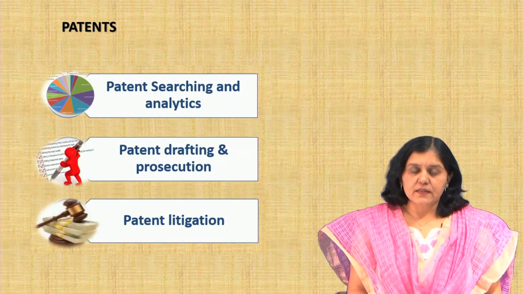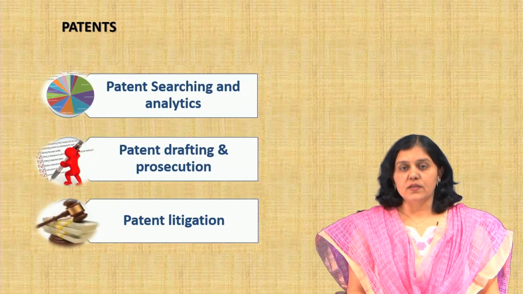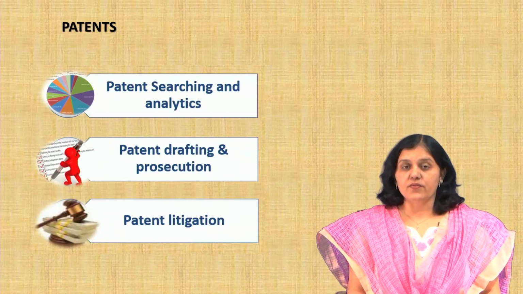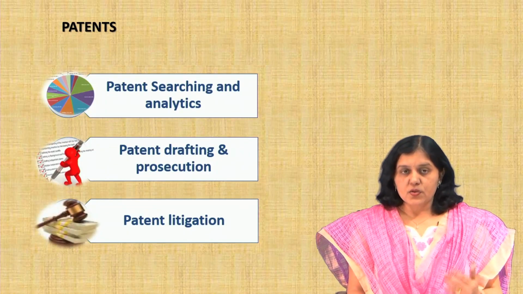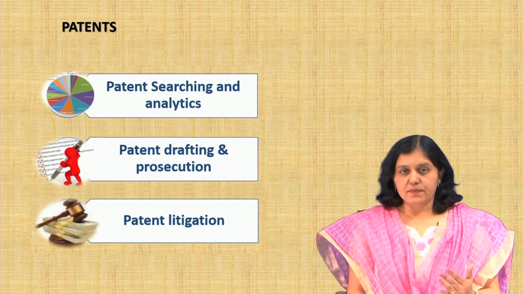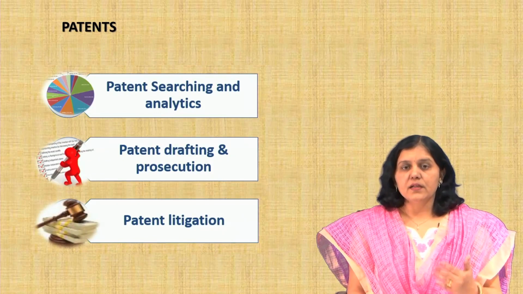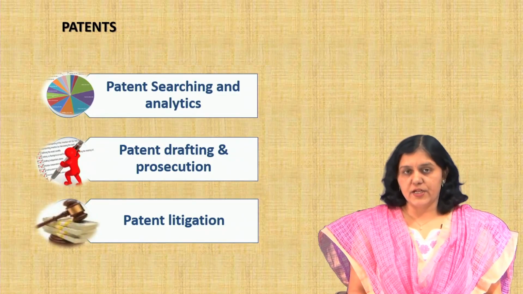Patent litigation is the third vast area. Here, lawyers help the patent owners to get their rights or to enforce their rights. So, these 3 important broad areas when we consider, that is patent analysis, patent drafting and patent prosecution, and the third one is patent litigation.